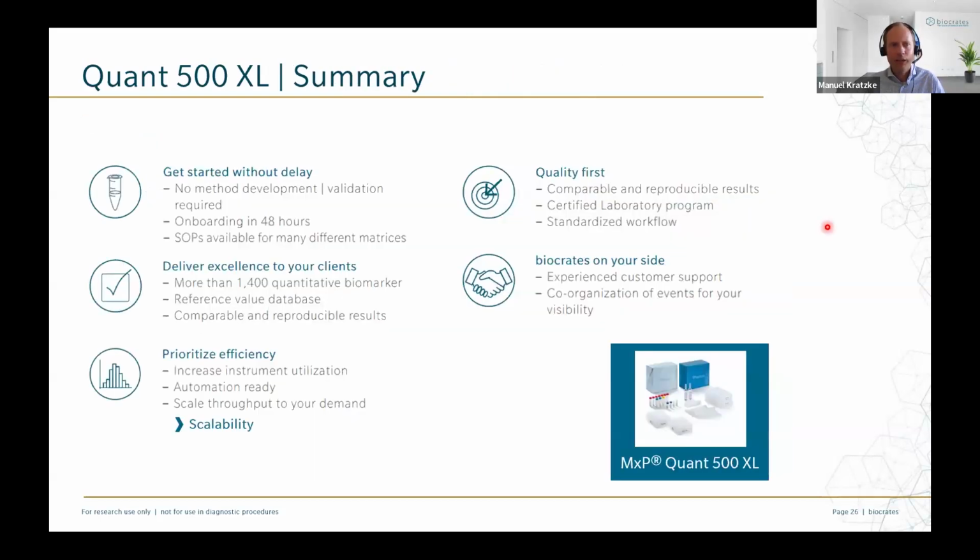So in summary, what are the advantages of having a standardized assay and running it with an HLint 6495? You can get started easily and rapidly, without delays. No method development is required. The kit setup is done in 2 days. For different sample matrices, SOPs, so protocols, are available. There is also a reference database available if this is required. You can start easily and rapidly.